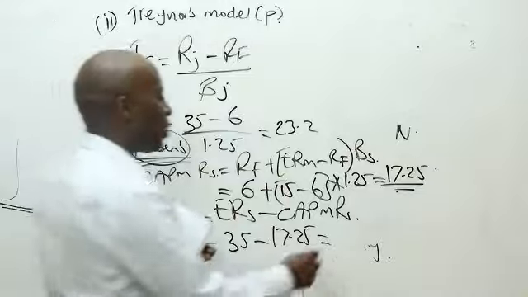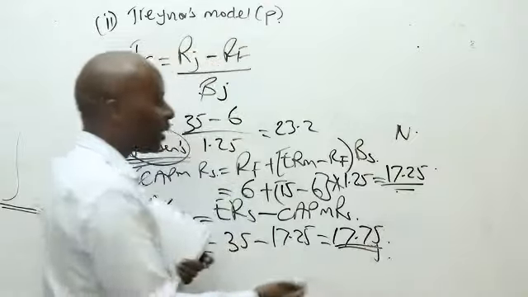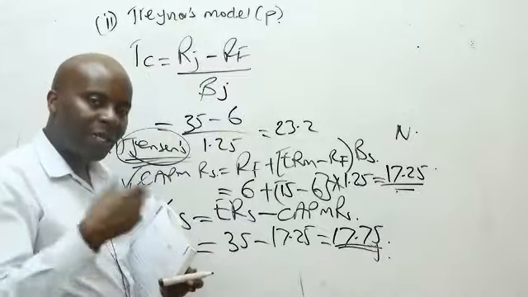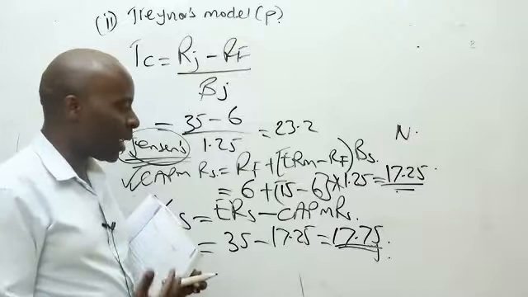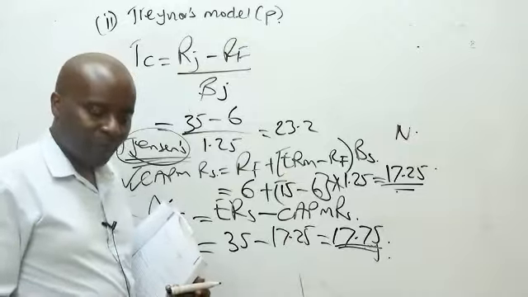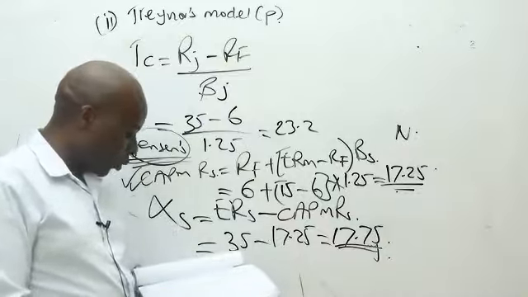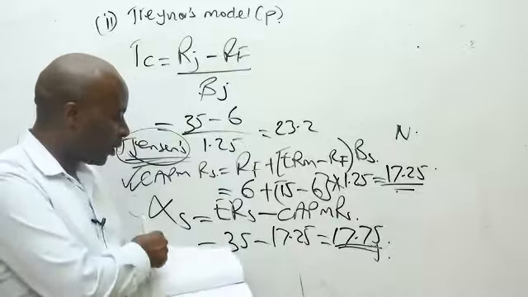17.75. So if it is 17.75, ladies and gentlemen, we simply need to come and tell these people that this security is super efficient. Remember under Jensen's, super efficient. The security is super efficient. Thank you very much.